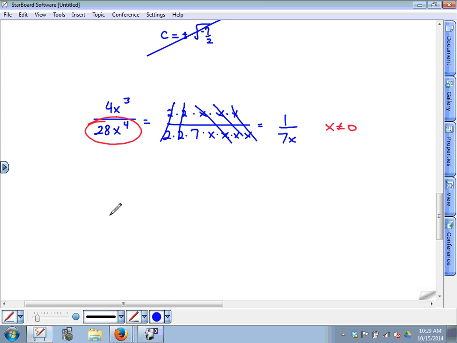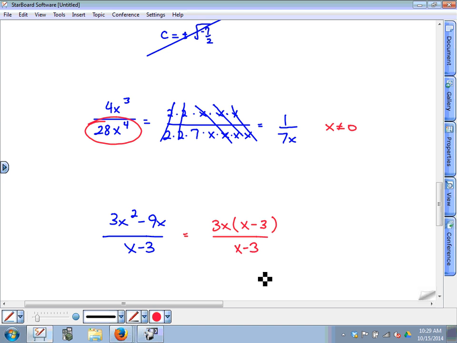Okay? Question 2, we had 3x squared minus 9x over x minus 3. If you have a minus or a plus sign between terms, you can't just write it like this where everything's multiplying together. You've got to factor out something. So if you look at this, 3x squared minus 9x, they have the 3x in common. You can factor out a 3x. And that's going to leave you with x minus 3. And then the denominator just stays x minus 3.